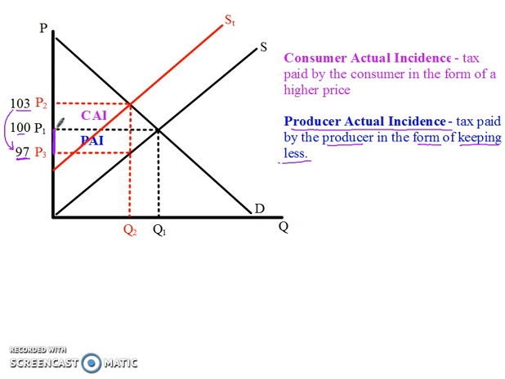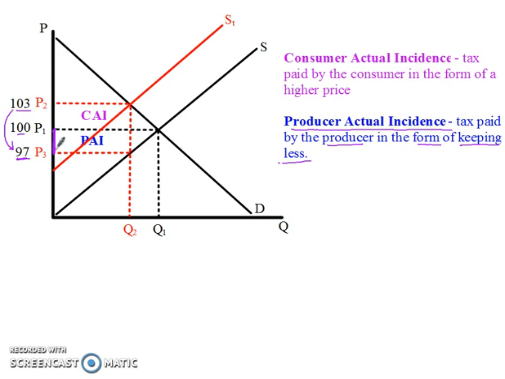The producer used to keep $100. Now they only keep $97. So they're going to pay $3 of the tax. And by the way, on the previous slide, we said the consumer was paying $3 of the tax as well, and there's your total $6. The consumer paid 3 of it, the producer paid 3 of it, and that's the total amount of the tax. I'll talk more about that in a second.